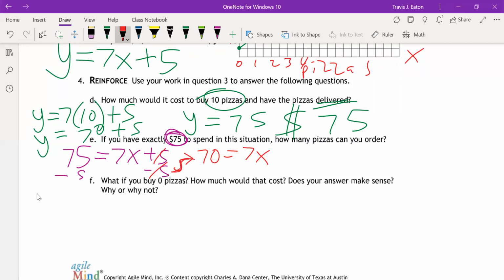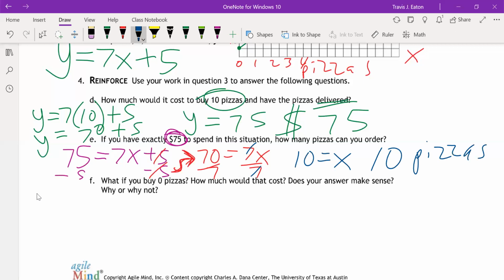Okay, I'm just moving over because I don't have room to move down. And divide both sides by 7. And those cancel each other out. And I get 70 divided by 7 is 10. 10 equals x. And x is the number of pizzas, so we would be able to order 10 pizzas. Now, I know that we already knew that from the question before, but we needed to treat it like it was a separate question so you can see how you can work it backwards using the same equation.